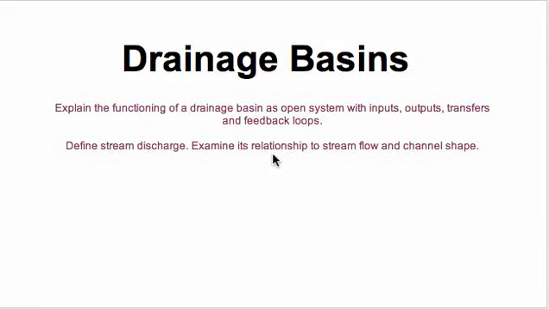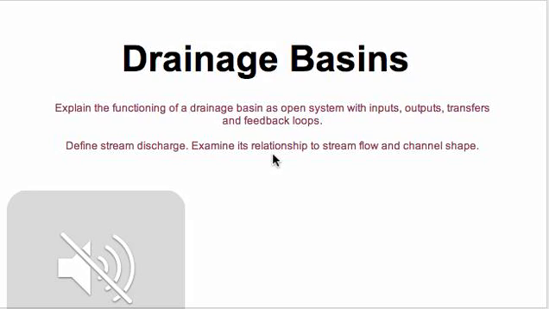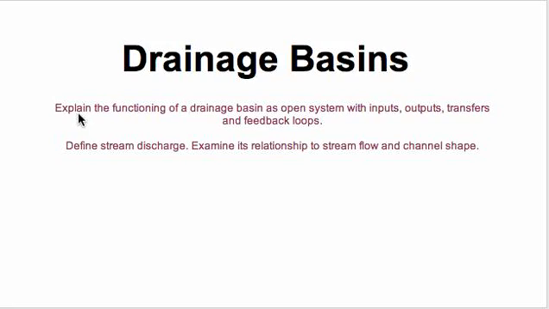Okay, so in this section of work, we're going to have a look at drainage basins. We're going to explain the functioning of a drainage basin as an open system with inputs, outputs, transfers, and feedback loops. We've already looked at that in a previous lesson, so I would encourage you to link this PowerPoint back to your previous PowerPoint, which you should have stored in your Google Drive to understand those inputs, outputs, transfers, and feedback loops.